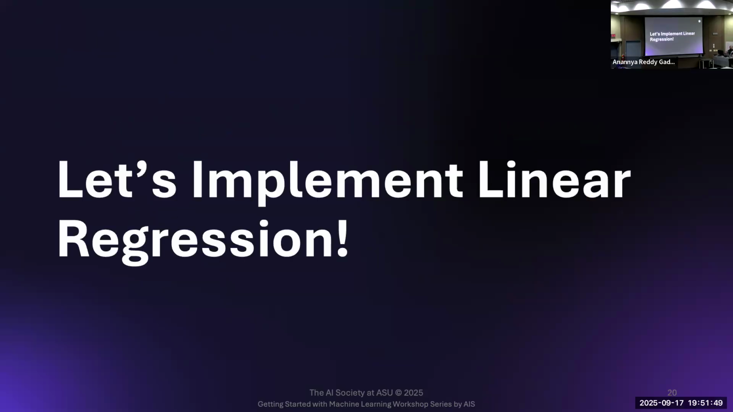And let's implement this using code, and I would like everyone to open Google Colab so that we can code linear regression.